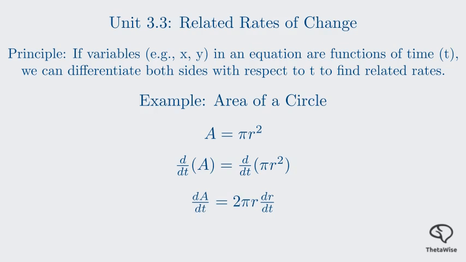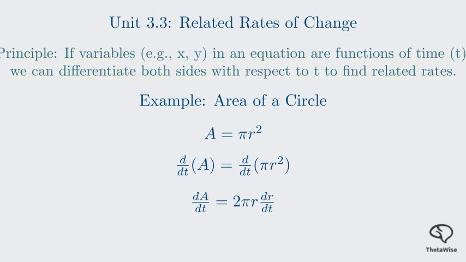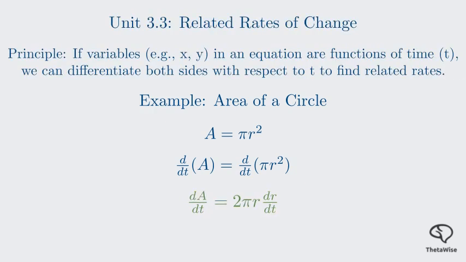And there you have it. The equation dA/dt equals 2 pi r dr/dt relates the rate of change of the area to the rate of change of the radius. This is a related rates equation. So, to recap, we've established that related rates problems involve variables that are functions of time. The key is to differentiate the primary relationship equation with respect to time, t, using the chain rule. You can now define what related rates are and explain the method used to find them.